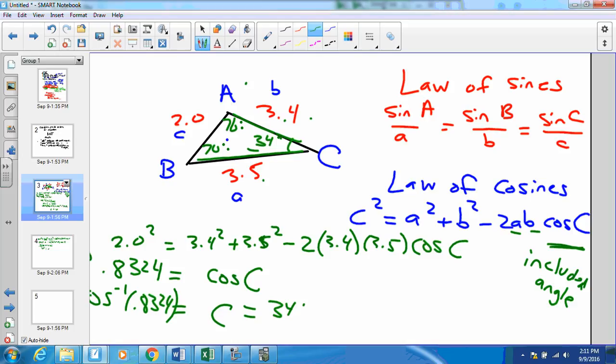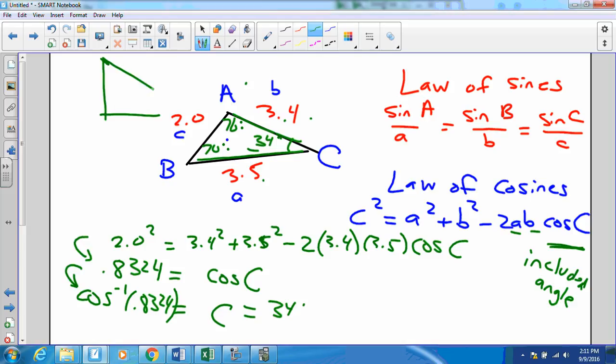But that's what I'm saying. Look at a 30, 60, 90 right triangle. What's the proportion of the angles? 1, 2, 3. What's the proportion of the sides? Not 1, 2, 3. So the sides are not proportional to the angles. Instead, the sines of the angles are proportional to the sides. That's the real truth. So you learned some math. It's good.